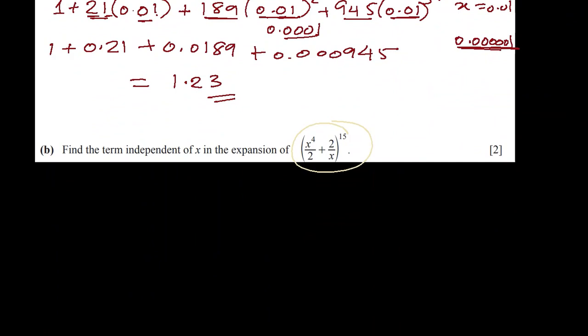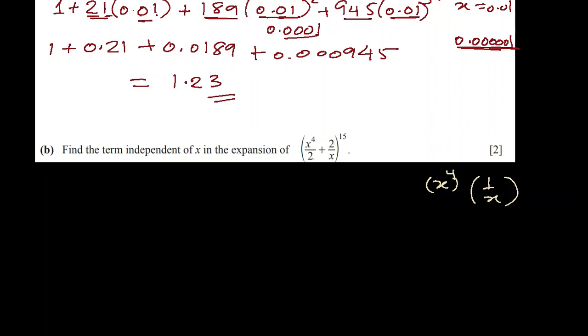Independent of x means there should not be any x, and we have one numerator here, one denominator here. Whenever you have such a situation, ignore the digits. This 2 and this 2 I'm ignoring. I'm seeing that there is x to the power 4 and there is 1 over x. Now I have to distribute this 15 into 2 parts so that the exponents on the numerator and denominator become equal so that they cancel out.